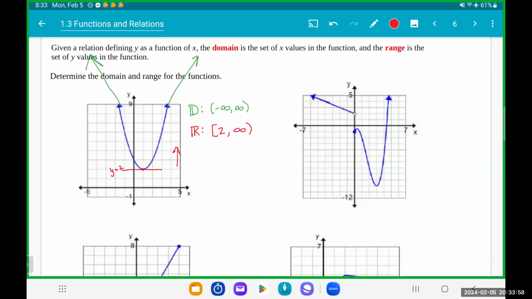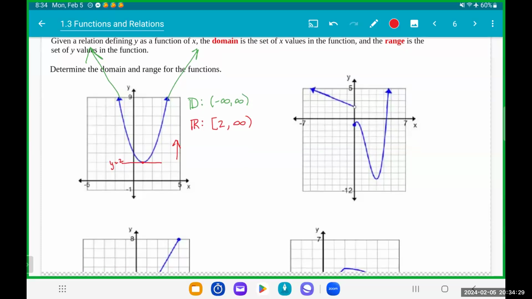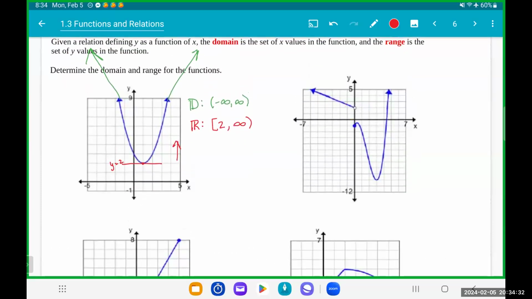Notice, infinity always gets parentheses because I can't ever actually get to infinity. Because as soon as I think I've reached the last number in line, there's another number and another and another, and it just keeps going forever. Okay, so I can't ever actually pinpoint it. So I can't actually land on it. So it's always a parenthesis. Or it would have hollow dots if it was on like a number line. It would have a hollow dot, something similar to this, right? Meaning I can't actually get to it.